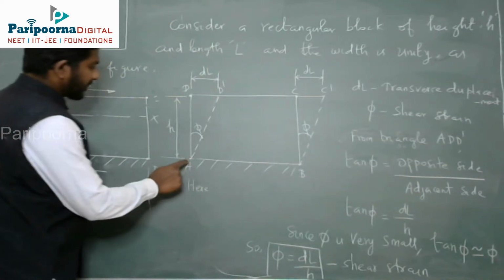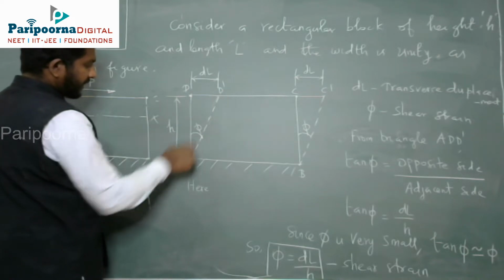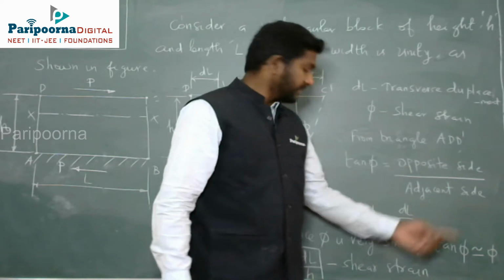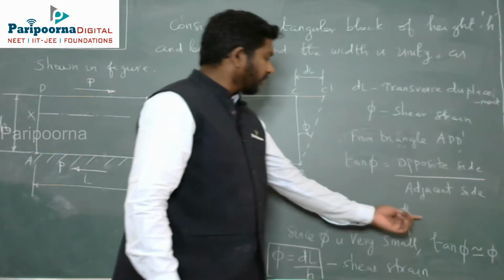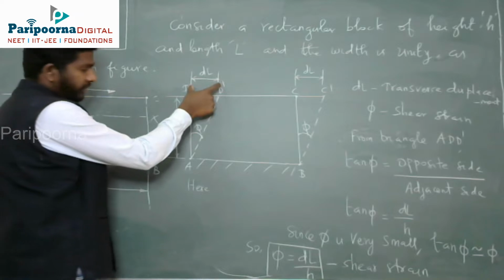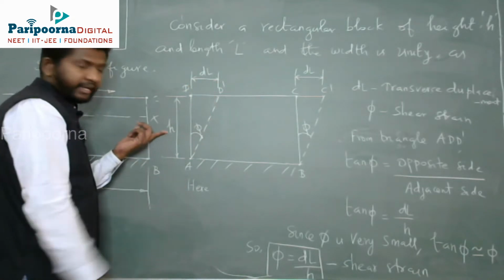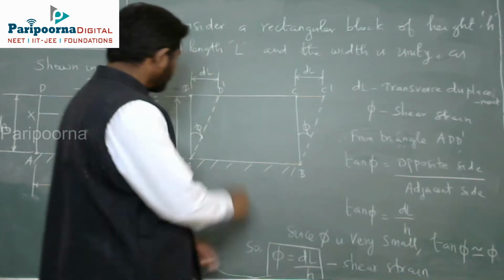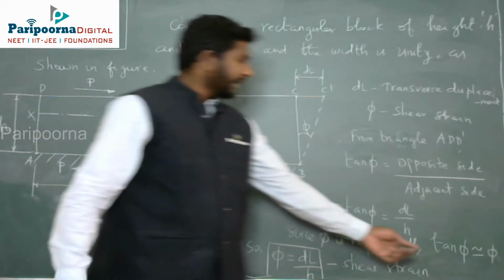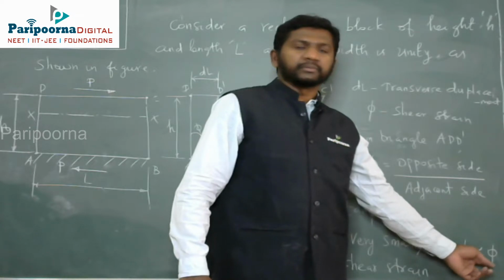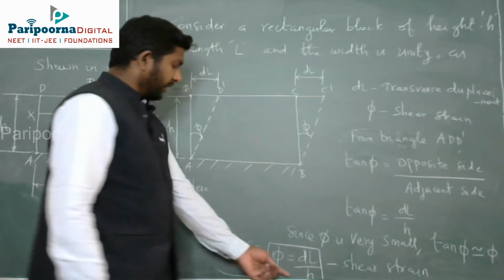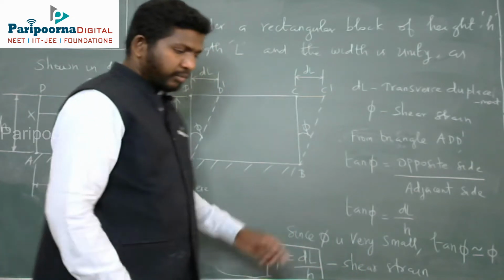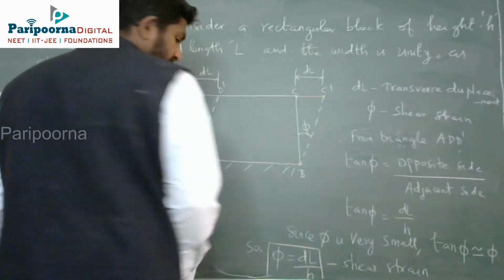From this triangle ADD dash, tan phi is equal to opposite side over adjacent side, which is tan phi equal to DL over H, where the opposite side is DL and the adjacent side is the height of the block. Here, since the angle is very small, tan phi is approximately equal to phi. So phi equals DL over H, the shear strain. This is how we can obtain the shear strain value.